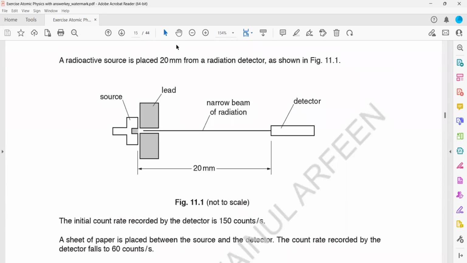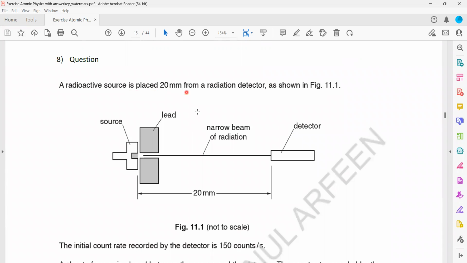In question 8, a radioactive source is placed 20 millimeter from a radiation detector. You can see a detector is there, a source 20 millimeter, and a lead. What is the purpose of this lead? That is to collimate the beam, like to focus. Because what will happen if this lead was not there? It's not like there's no opening in the lead. So what is the reason for having an opening in the lead?